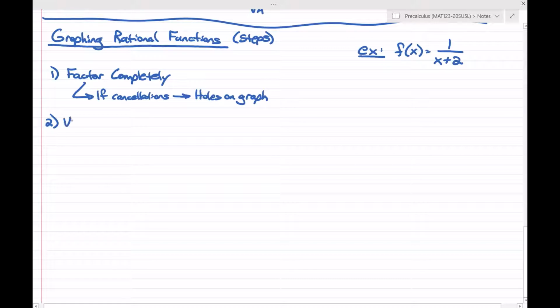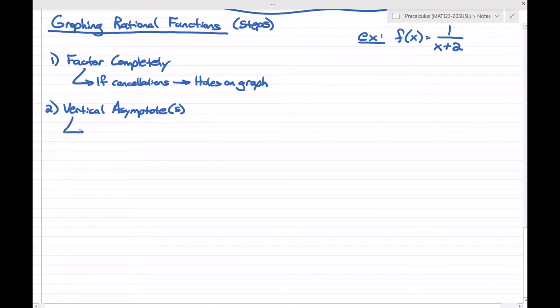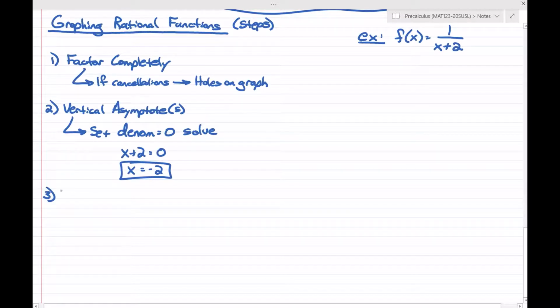Step 2 is we find our vertical asymptotes. I'll put S in parentheses. Sometimes you can get more than 1, sometimes it's just 1, but the way that we get our vertical asymptotes is we set the denominator equal to 0, and we solve. So for our example here, the denominator is x plus 2. I'm going to set that equal to 0 and solve it. x is negative 2 is our vertical asymptote. For our third step, we're going to find the horizontal asymptote.